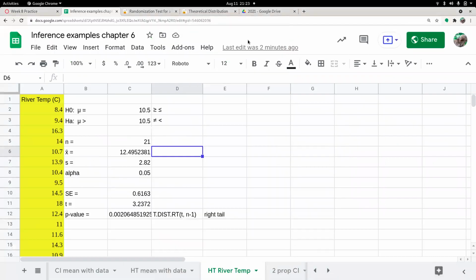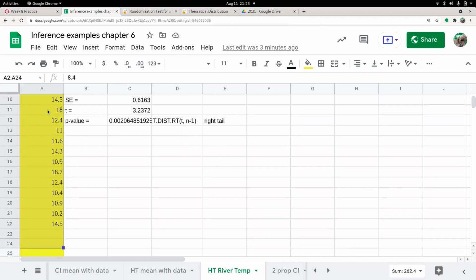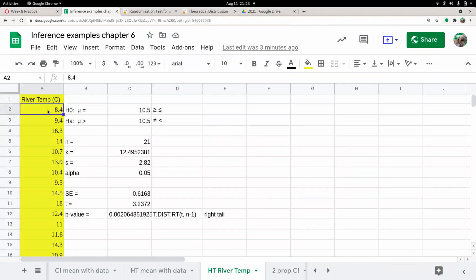So I have some data on river temperature. We took a bunch of samples in a region of a river in the spring. Now, past experience, we expected the average temperature around this time to be 10.5 degrees Celsius. However, looking at the sample, we are thinking that it might be a little bigger. Well, clearly it is bigger, 12.5. The question is, is 12.5 a lot bigger for a sample like this, or is it just a little bigger and not a big deal?